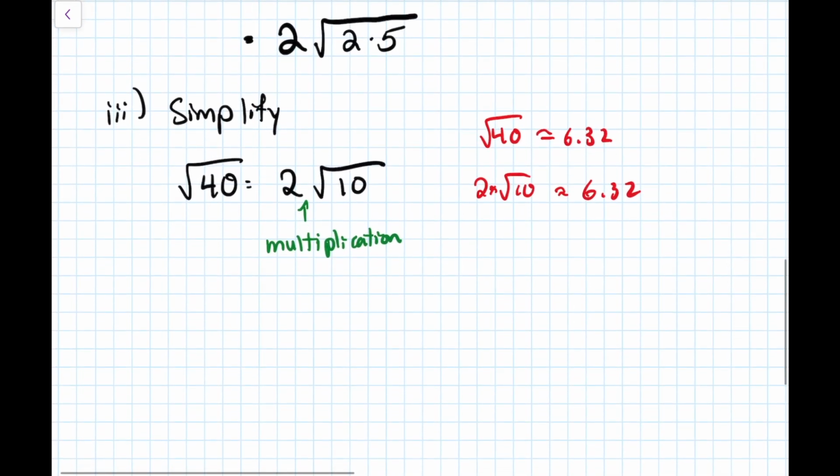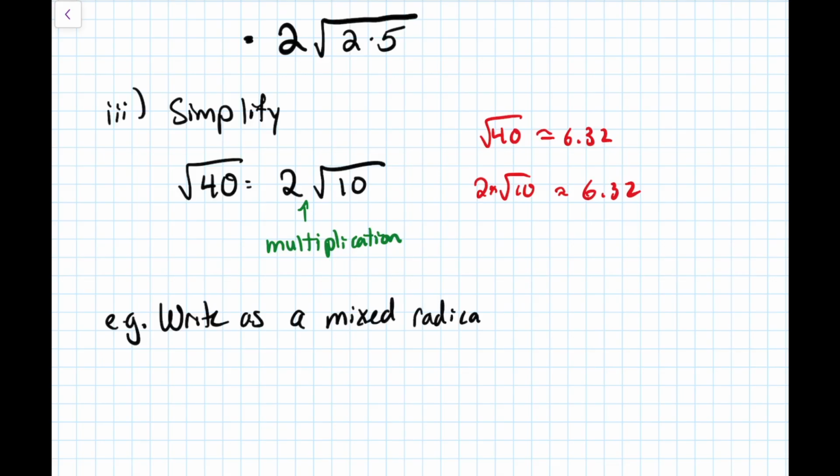All right, let's try another one. So let's say I asked you to write something as a mixed radical, and more specifically in simplest form. The reason I say in simplest form, and I'm even going to underline it, is because there might be more than one thing that you can pull out of a root. So maybe you can pull out a 2 and a 5 or something like that. And so you want to try to pull out everything possible.